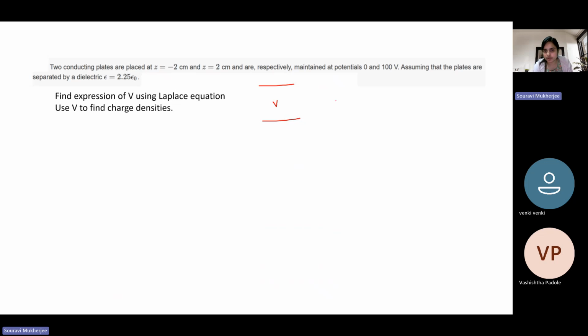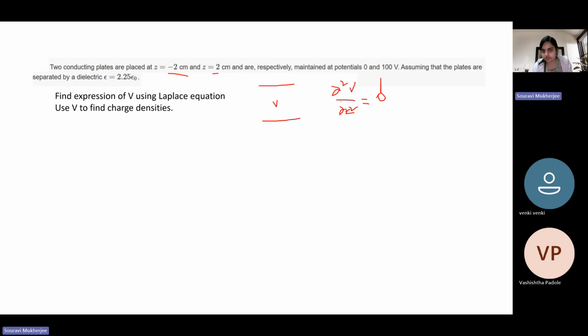What is the one-dimensional Laplace equation? Del square V equal to 0. Now, if we have to write it in terms of Z, it will be del square V by del Z square equal to 0. So this is your relation. What are the boundary conditions? You have two boundary conditions: V is 0 at Z equal to -2 and V is 0 at Z equal to 2.